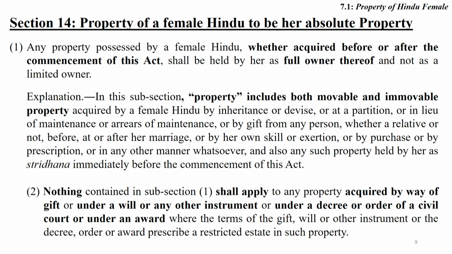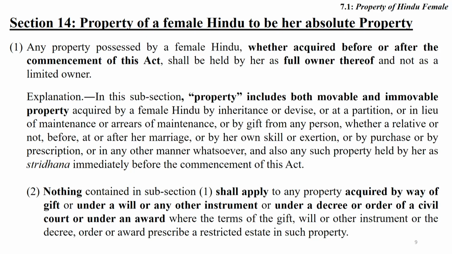Section 14 subclause 1 lays down a clear rule about the Hindu woman's property. The property possessed by a Hindu female, whether before or after the act, will be considered the absolute property of the female. It may be acquired in any way, before the marriage, at the time of marriage, after the marriage, or the property which she possessed as Stridhan is her absolute property. Section 14 broadens the scope of the property rights of a Hindu female.